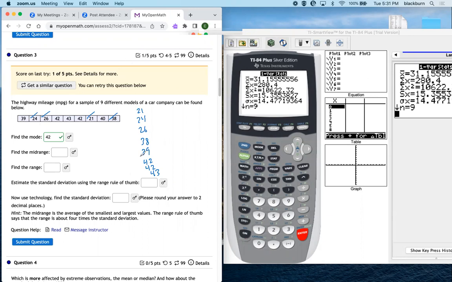So 40 should be in there. So there we go. Squeeze it in. Mid-range is going to be halfway between the highest and lowest values. So the highest is 43, the lowest is 21. So halfway in between those two, let's see, they differ by what? 22. So it'd be 11 down from 43 or 11 up from 21, so I got to divide that by 2. So the mid-range is going to be 32.